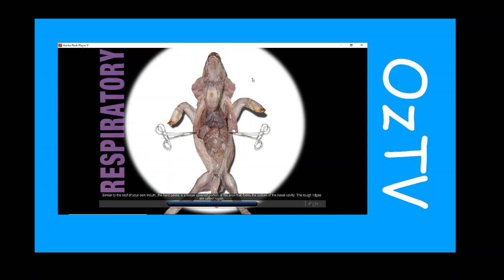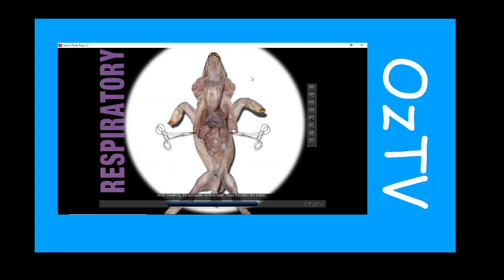Similar to the roof of your own mouth, the hard palate is a tissue-covered portion of the skull that forms the bottom of the nasal cavity. The rough ridges are called rugae. The hard palate allows mammals to breathe and chew food at the same time, by keeping the nasal cavity open. Now press on the soft palate just below the hard palate. The soft palate prevents food from entering the nasal cavity when swallowing, because the tongue presses its opening shut. When breathing, the soft palate remains open.